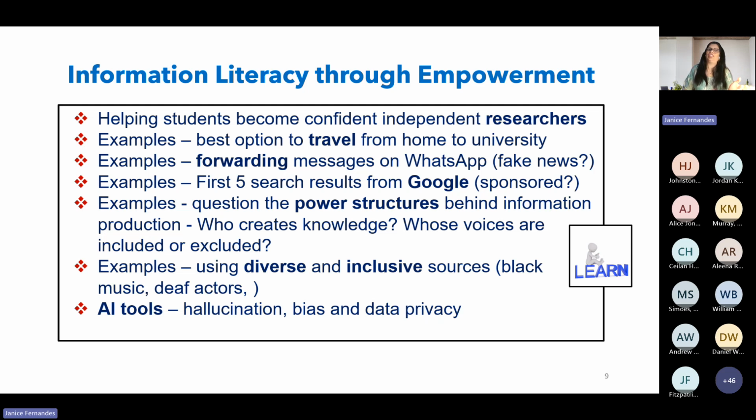Moving on from engagement to empowerment, looking at empowerment as giving the learner the control and agency, making them confident enough to be independent researchers. And I have put a couple of examples in the slide.